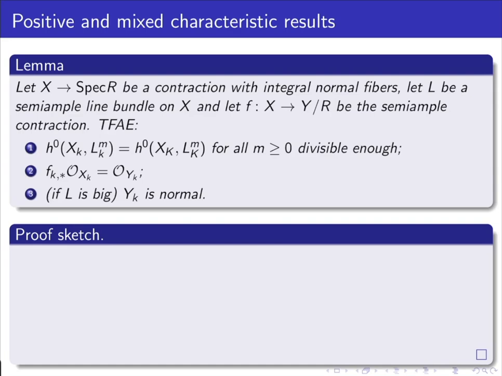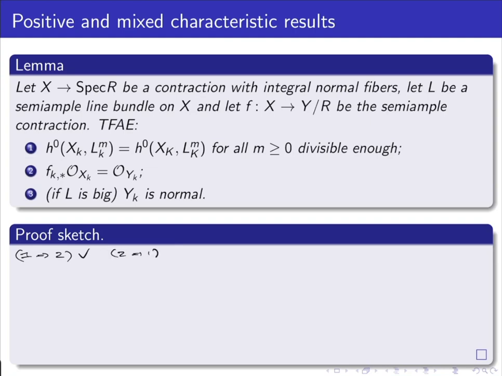The proof of this, I mean, it's not really a sketch, but so 1 implies 2. This is clear because, if every section of L^M to the K, LKM on the central fiber can be extended to the total space, then it means that basically you can lift the Iitaka fibration of the central fiber to the total space. But the Iitaka fibration is indeed a fibration, so this F sub k should be a contraction.